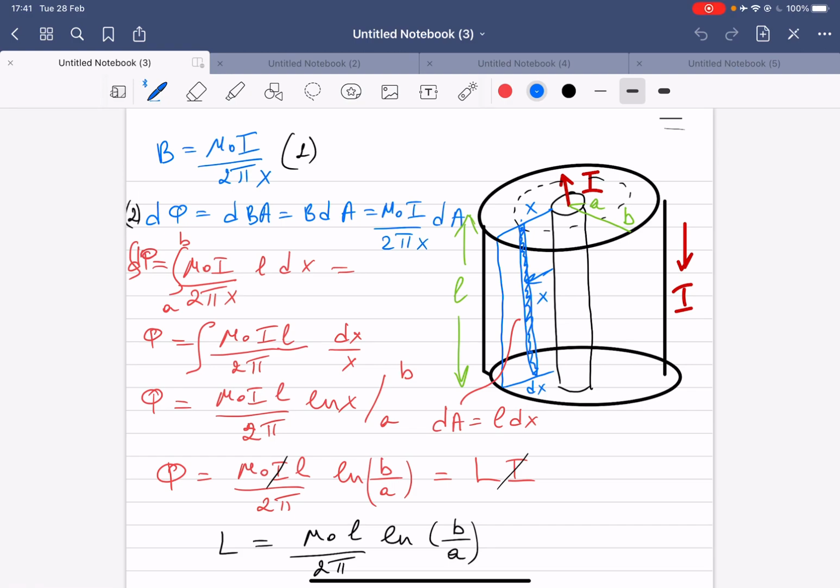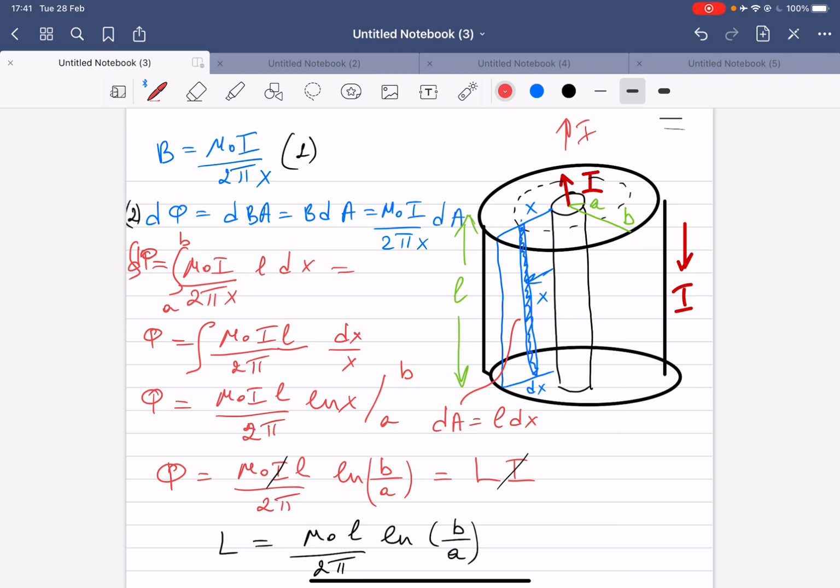Here we have coaxial cable. In coaxial cable we have two wires. The shape is cylindrical. We have an inner wire and an outer wire. In the inner wire, the current is basically going upwards, and in the outer wire the current will be in the reverse direction.